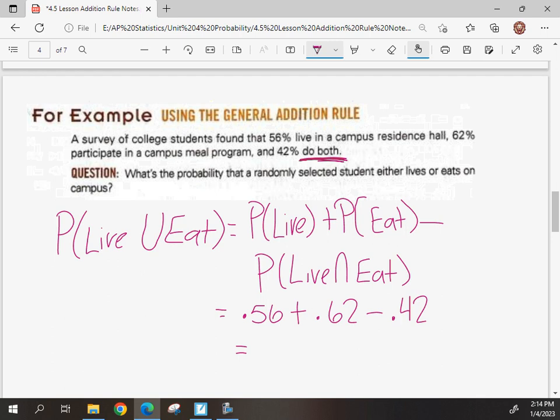And some quick calculating gets us 0.76. That means if we were to randomly select a student at this university, there's a 76% chance that that student lives or eats on campus. So either they live on campus or they have a meal program.